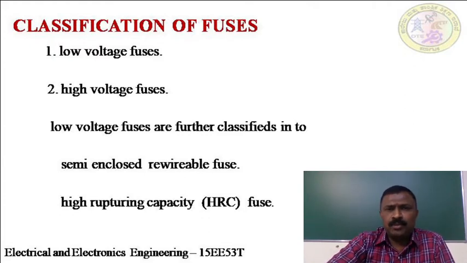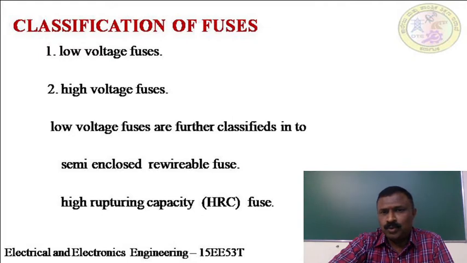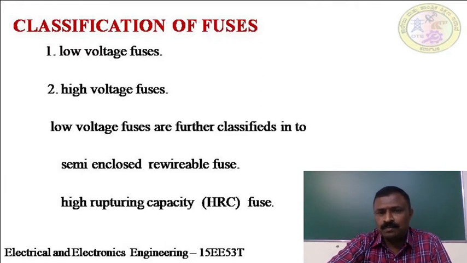So when it comes to the classification of fuses, the fuses can be classified into two: low voltage fuses and high voltage fuses. The low voltage fuses are further classified into one, semi-enclosed rewirable, or what we call a KitKat fuse, and second, high rupturing capacity, generally referred to as the HRC fuse.